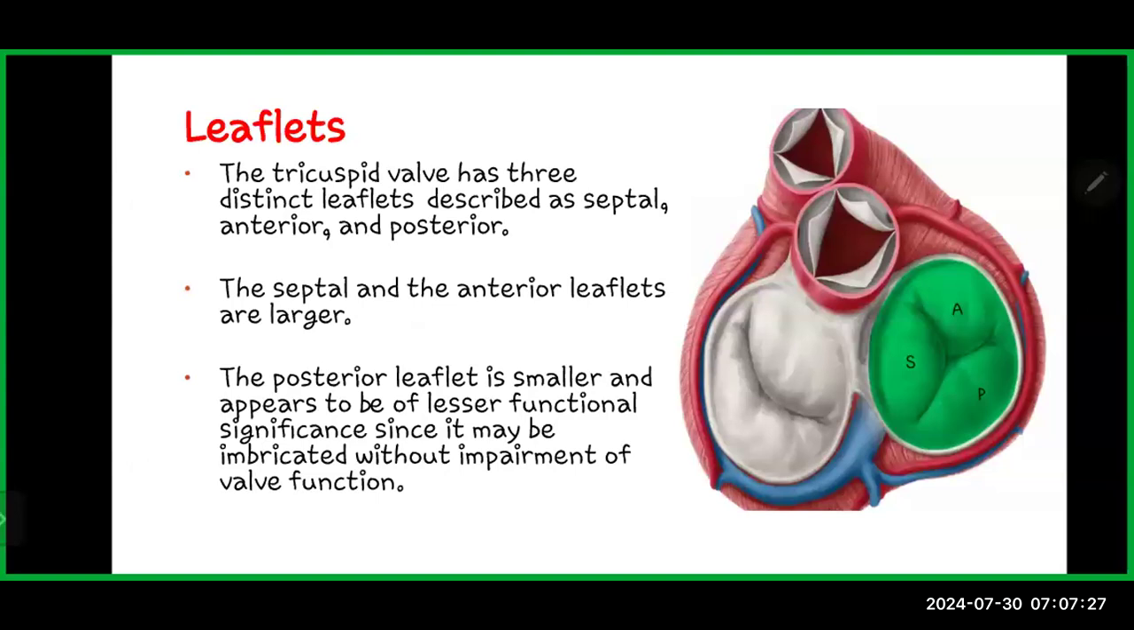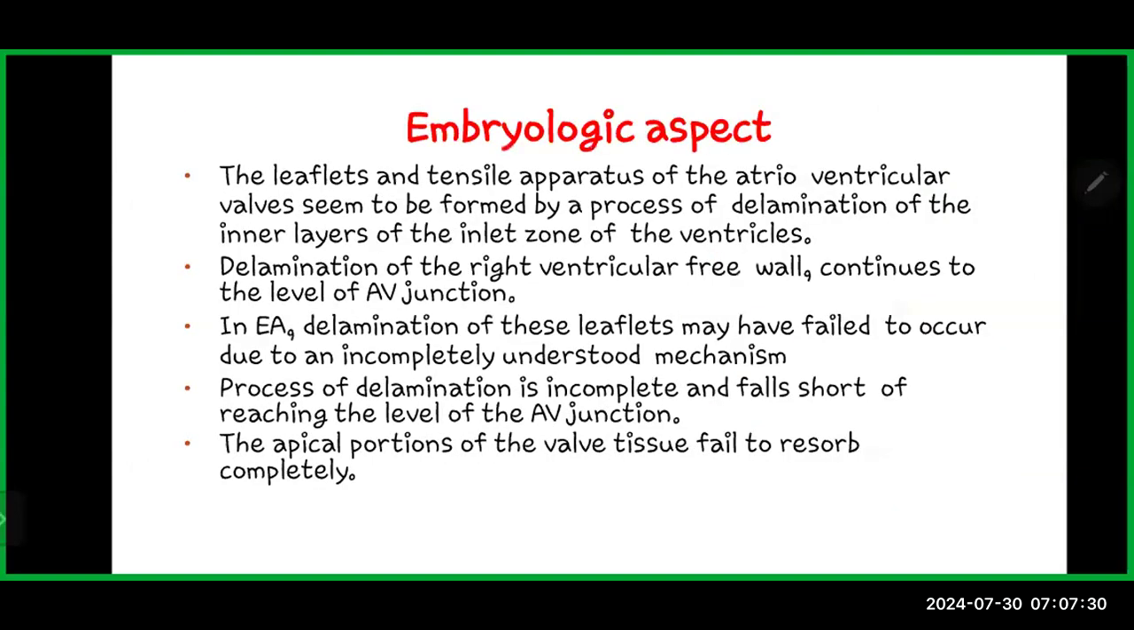Now, the leaflets and tensile apparatus of the atrioventricular valve seem to be formed by a process of delamination of the inner layers of the inlet zone of the ventricles. Delamination occurs in the right ventricular free wall and continues to the level of the atrioventricular junction. However, in Ebstein anomaly, delamination of these leaflets may fail to occur due to an incompletely understood mechanism. This process of delamination is incomplete and falls short of reaching the level of the atrioventricular junction.